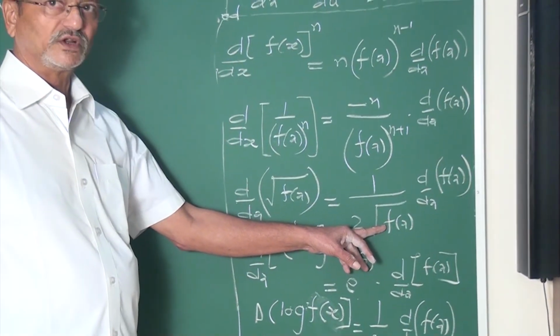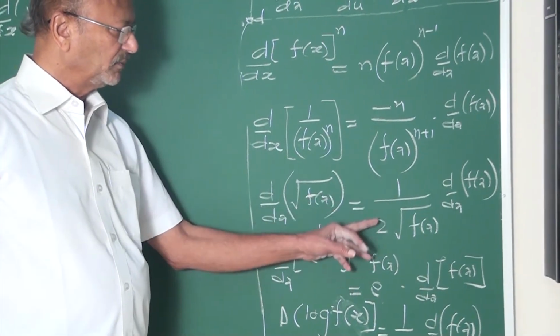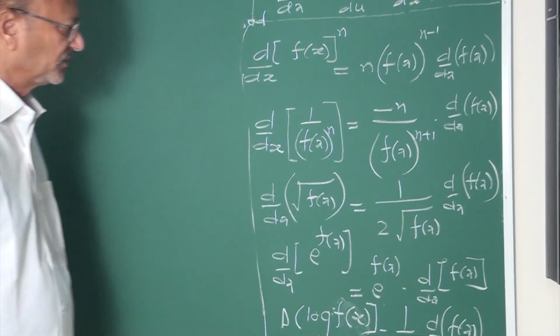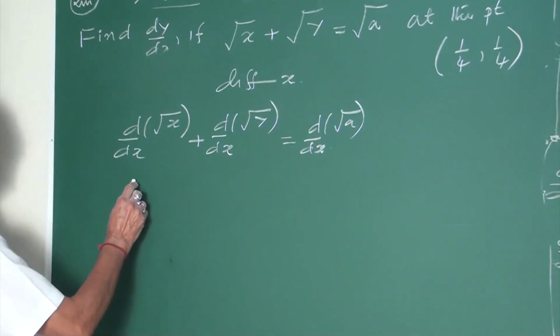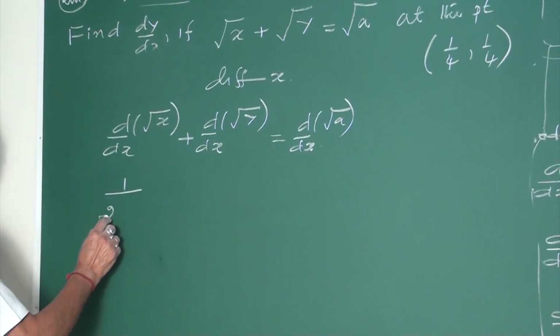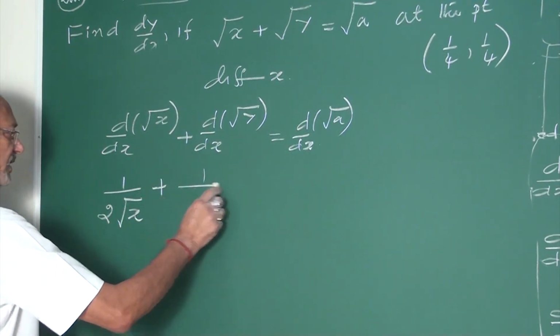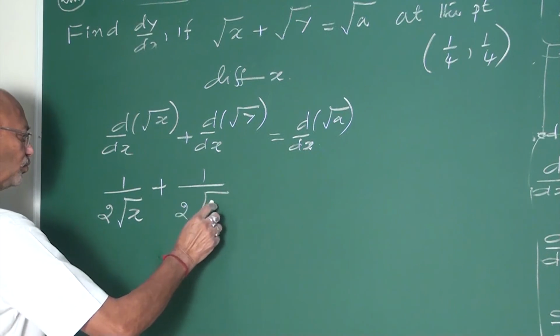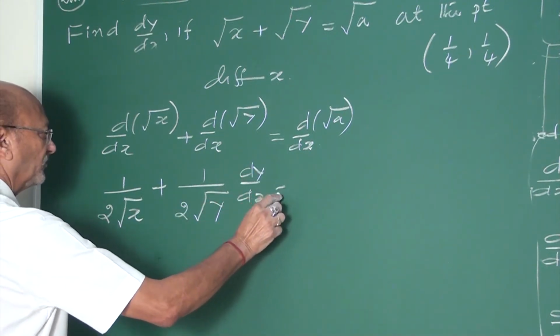Derivative of root x is 1 by 2 root x. If it is other than x, the derivative of root f(x) is 1 by 2 root f(x) into the derivative of f(x). Yes, my friend. Root x gives 1 by 2 root x, and root y gives 1 by 2 root y into dy by dx. What is this, my friend?